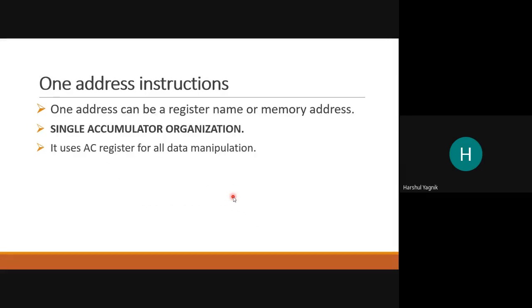Next is the 1 address instruction. Here, 1 address can be a register or a memory address, but most of the time these are single accumulator organization related instructions. This uses by default 1 operand in the accumulator register for all data manipulation, like add X. This is a 1 address instruction.